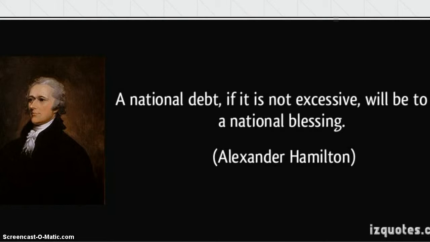One quote, and unfortunately the quote got cut off by the screen: "A national debt, if it is not excessive, will be to us a national blessing." The "us" got cut off there, sorry. That's a quote from Alexander Hamilton. And you don't often think of debt as being a blessing. Ask your parents if they consider their debt a blessing. Most wouldn't. But to your country, like I said, if you can take on a little bit of debt and pay it off over time, on time, without paying too much interest, it's not necessarily a bad thing.